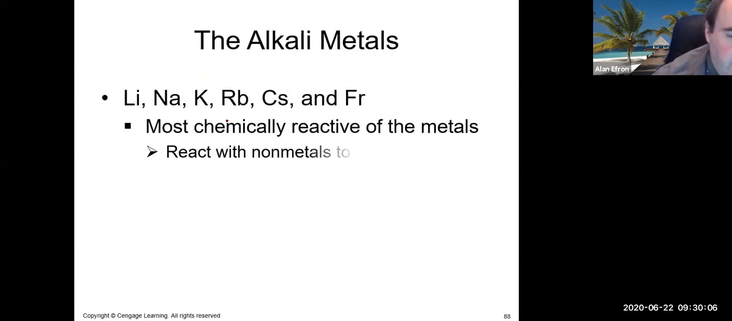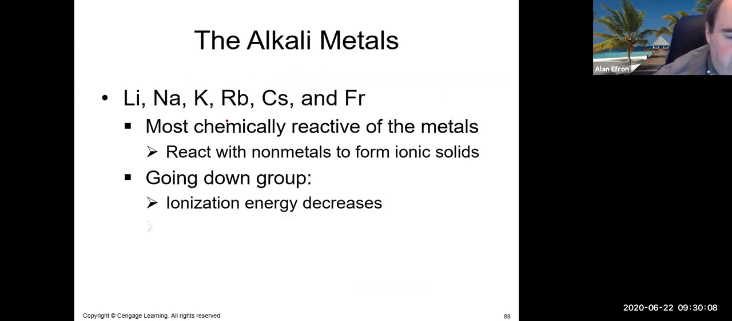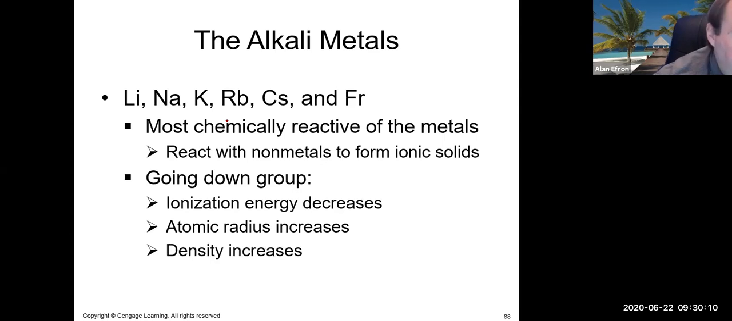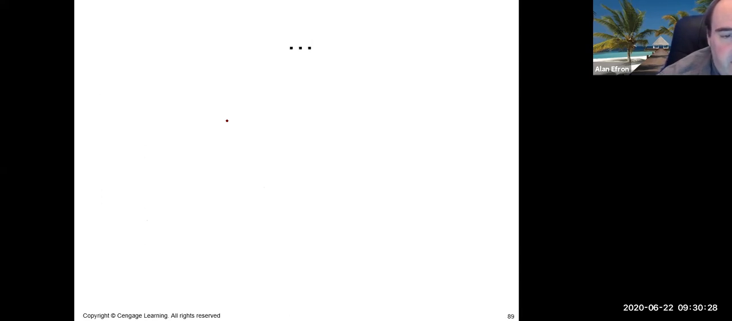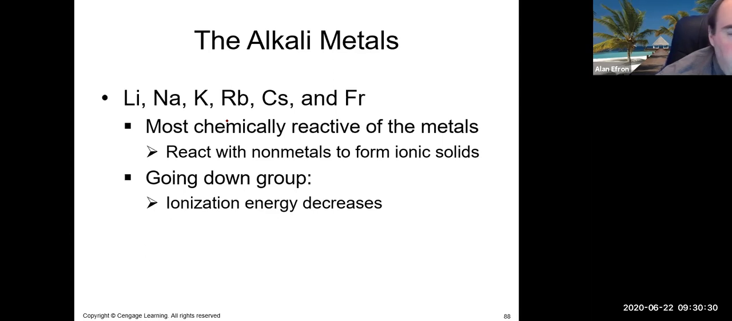The alkali metals, as we talked about, are very reactive. Again, for some of those trends that we talked about, they're the most chemically reactive metals. They're found furthest to the left on the periodic table. Going down the group, ionization energy decreases, the radius increases, and the density also increases. Melting and boiling points decrease too.